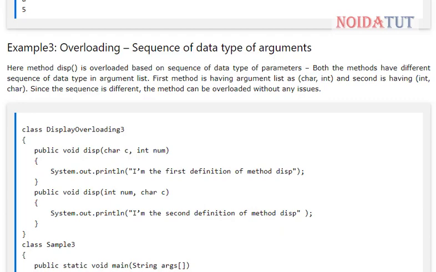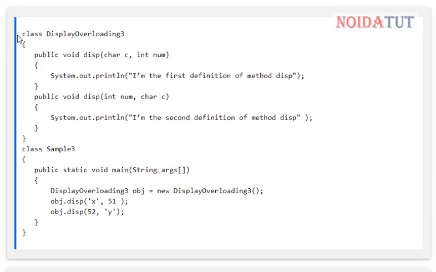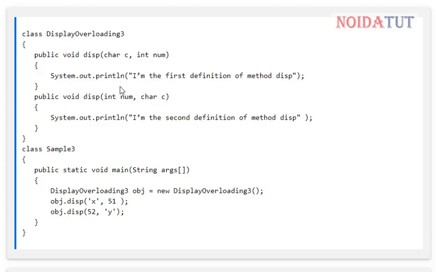Now let us have a look at the sequence of data types of parameters. The same happens with the sequence of parameters. We have a function with these parameters, and another function with the same name with these parameters. You can see that there is a difference in the sequence of parameters. Similarly, we create an object and call the function. It will check the sequence of parameters and call the functions accordingly.